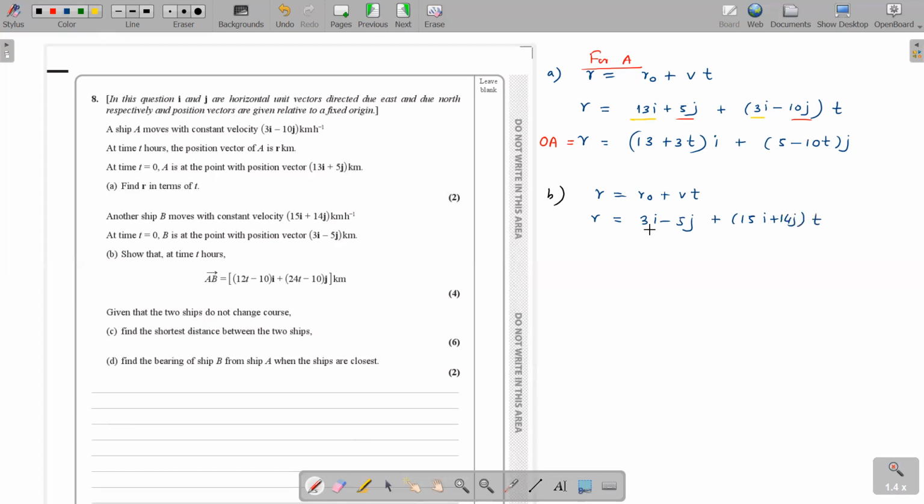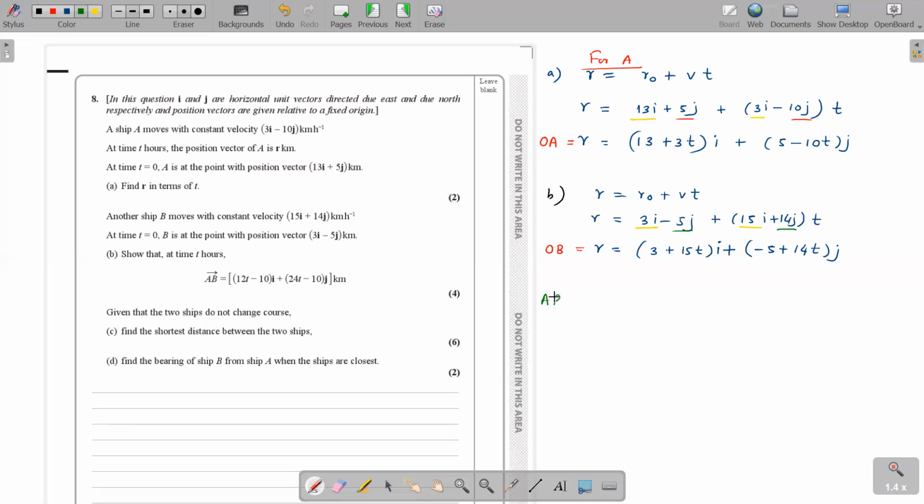Shall we separate this also? I want the I terms together and I want the J terms together. So what do we get here? 3 plus 15t. I prefer to keep the plus mark in the middle. This is minus 5 plus 14t times j. Actually, this should be times I. This is times j. I have separated my I terms and the j terms. Are you with me? So what does this give me? This equation gives me the position vector of the ship B relative to any given time. I can just put the t value when I know exactly where ship B is at any given time. Is that okay?